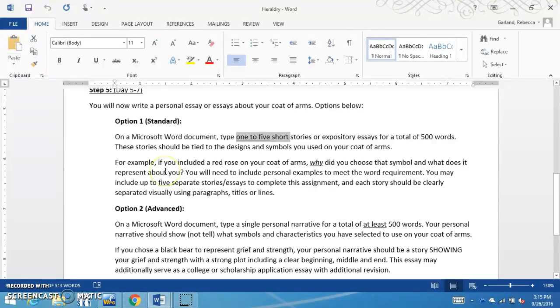What does it represent to you? So they could break up that coat of arms and explain it piece by piece by piece, which lends itself, of course, to organization and whatnot. So this would be the standard option.